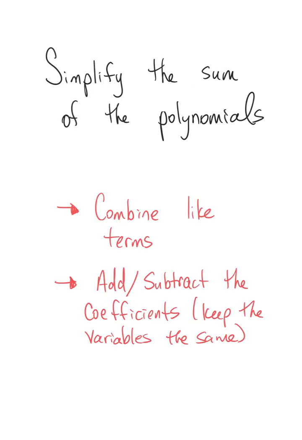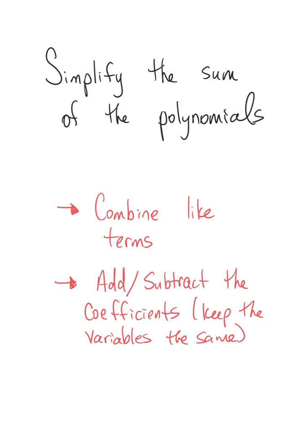All right, so this is just a short refresher for polynomials. So we're going to talk about adding and subtracting, and we're talking about multiplying. So when it asks you to simplify the sum of the polynomials, we're talking about the adding and subtracting. The big kicker is all that you're doing for these is combining like terms, and you are adding or subtracting the coefficients. Keep the variables the same because that's the whole point of a like term.